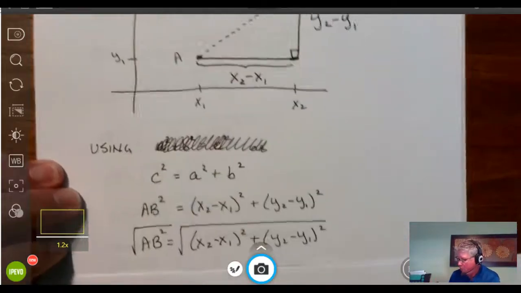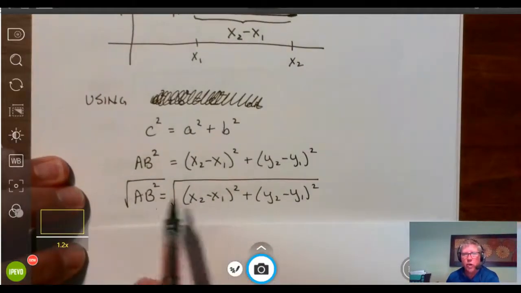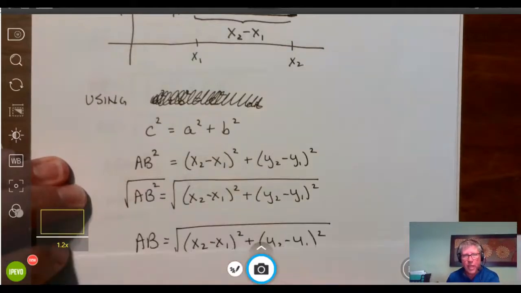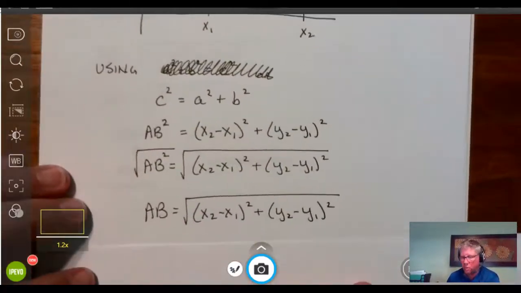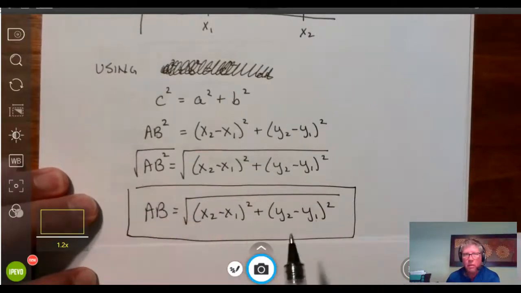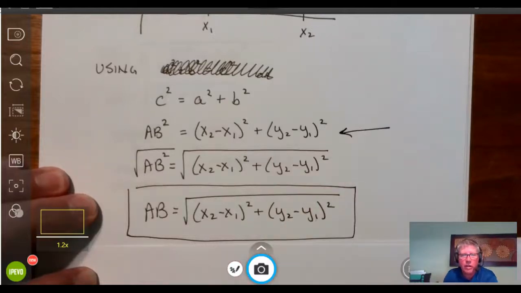Our biggest problem is what we do in the math book is we take the square root of both sides to try to undo this square. And so we get this formula, and this is the formula you'll see in the book. But if I were you, I would remember that it comes from the Pythagorean theorem. A squared plus b squared equals c squared.